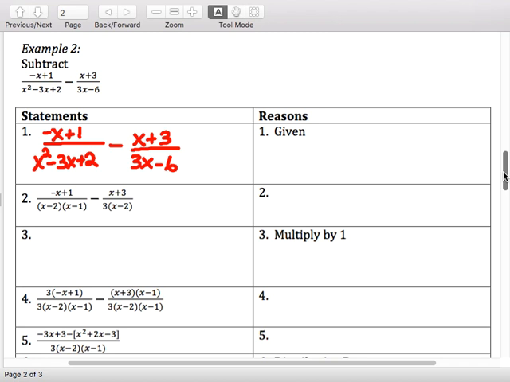So I'm still going to let you work, but number 1, everybody should have been able to fill that one in. When your reason is the given, that's the original problem. Number 2, Meredith, what'd you say for 2? What'd I do? Yeah, okay, so 2 is factor.